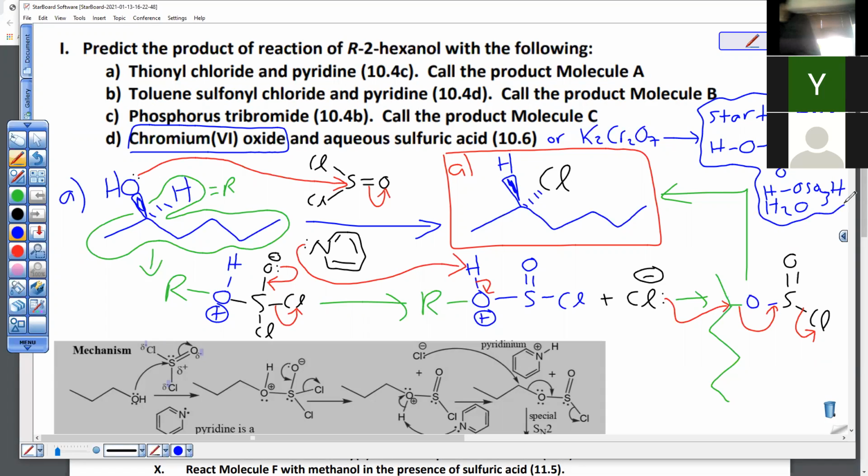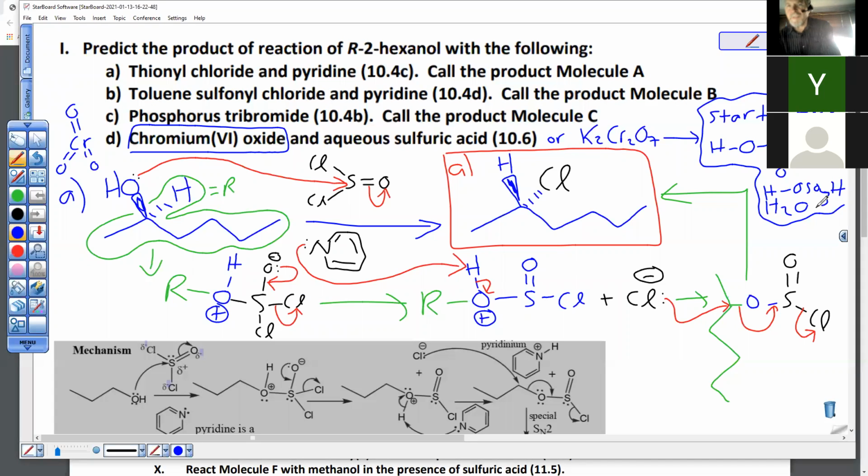There's your three things. So the combination of that version of chromium, which looks like this, or this version of chromium, potassium dichromate, when you mix them with water and sulfuric acid, you get chromic acid, sulfuric acid, and water. So that helps, I hope.